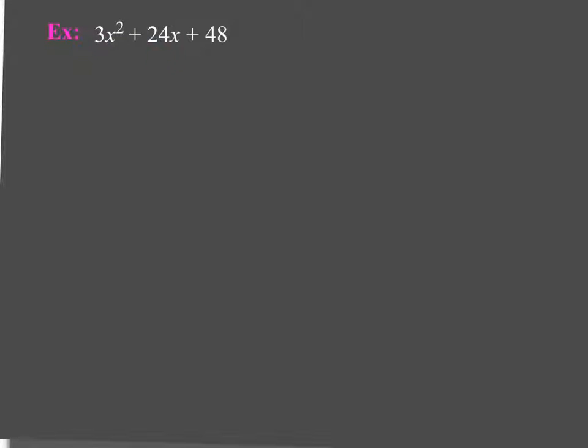So in this example, we have a trinomial, but it's not a perfect square trinomial because 3 and 48 definitely aren't perfect squares. But there is a common factor of 3, so I'll factor out the GCF, and you get x squared plus 8x plus 16. And now the ends are perfect squares.